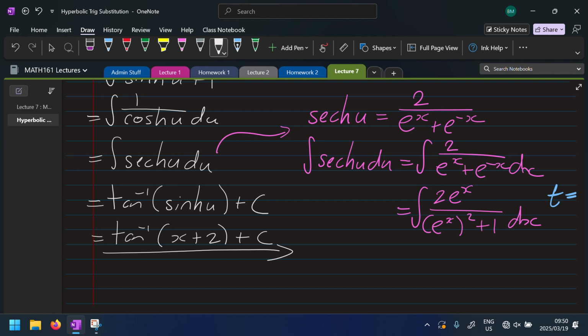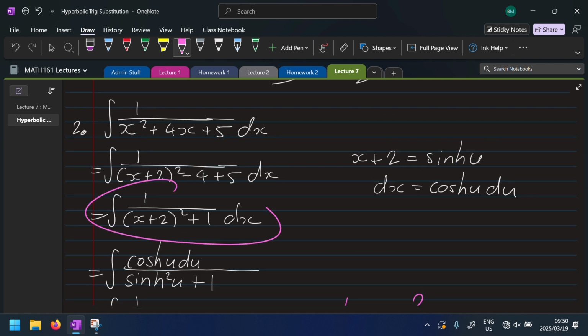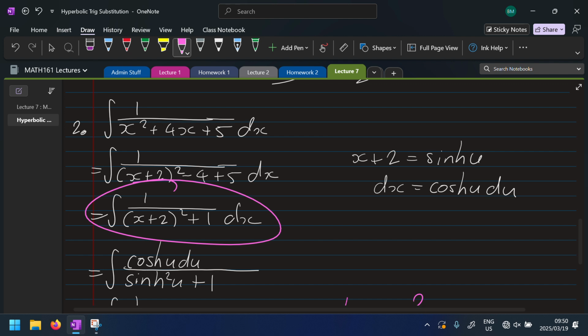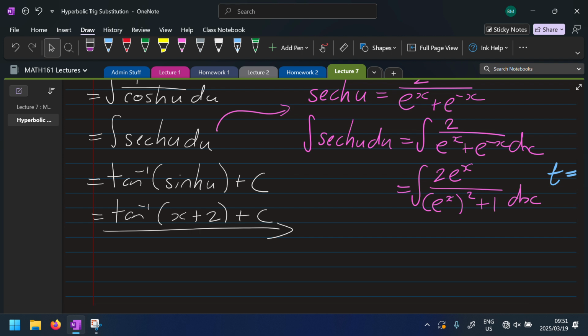Now, we took the very long way around doing this. If we go back a few steps, at this point we can see the answer immediately, because this is just like 1 over u squared plus 1. That's arctan, right? If I have the integral of 1 over u squared plus 1 du, that's arctan u. In this case it's x plus 2, so it's arctan of x plus 2. So we did the very long way around. You could have done it in one step. But again, for learning, we're going to do it the long way.